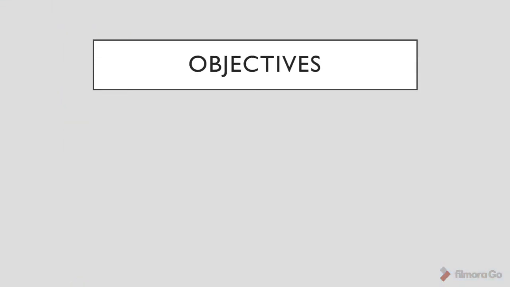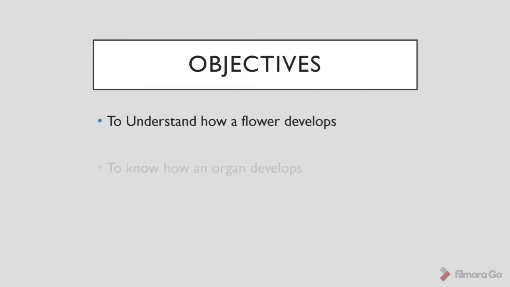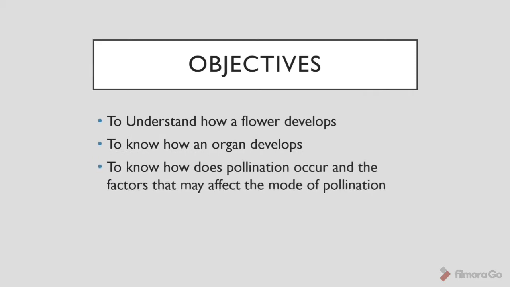Here are the objectives of this topic. First is to understand how a flower develops. Second is to know how an organ develops. And third, to know how pollination occurs and the factors that may affect the mode of pollination.